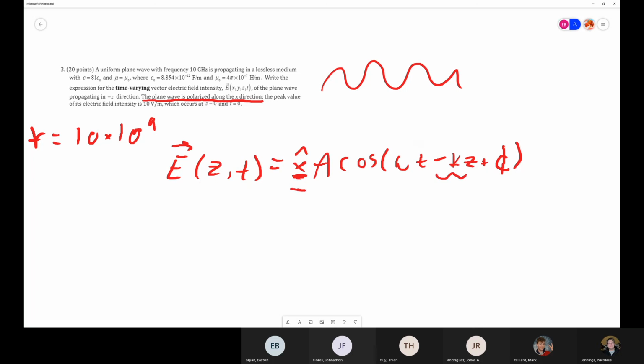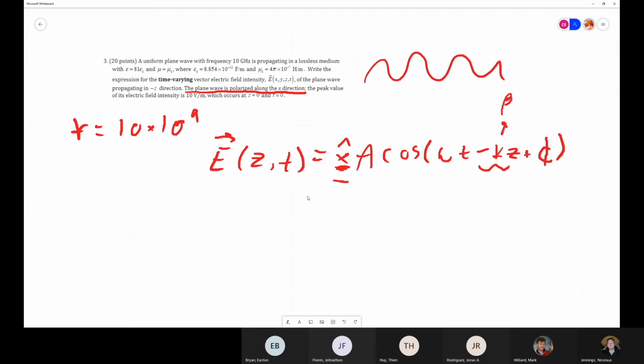So Dr. Pacha probably briefly went over this with you guys, all the times we've been looking at the general form with minus k, or k is the beta, sorry, I switched my notation. With the minus beta z, that just means it's propagating in the positive z direction. That's something you have to remember. It's also really easy to remember the polarization direction. So right off the bat, just by reading the problem, you have two of the values.